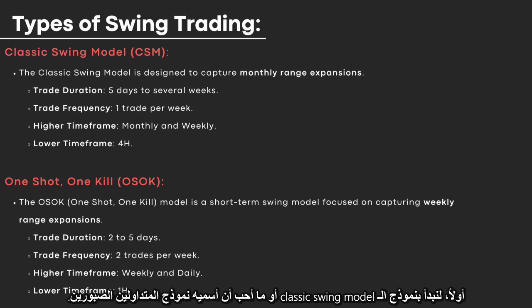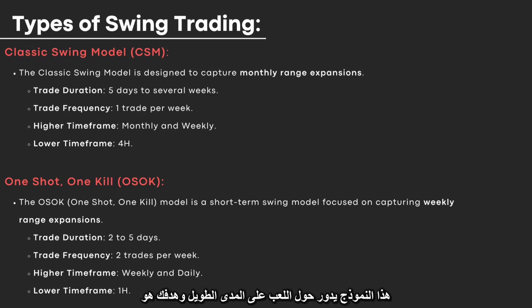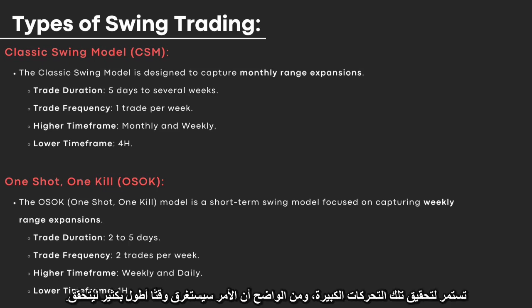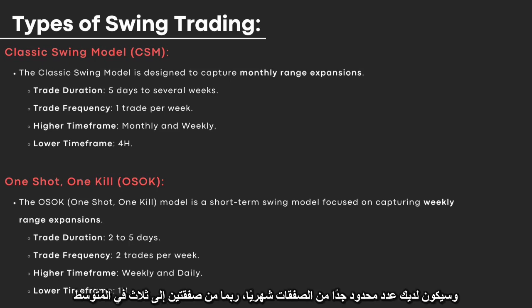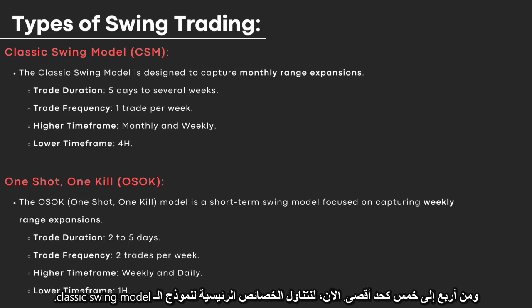First of all, let's start with the classic swing model, or what I like to call the patient traders model, right? Because this model is all about playing the long term game, and your objective is to capitalize and exploit the monthly range expansion. And you're going to let your trade ride for those bigger moves. And obviously, it's going to take a lot more time to play out, and you're going to have a really limited amount of setups per month, maybe 2 to 3 on average, and 4 to 5 maximum.